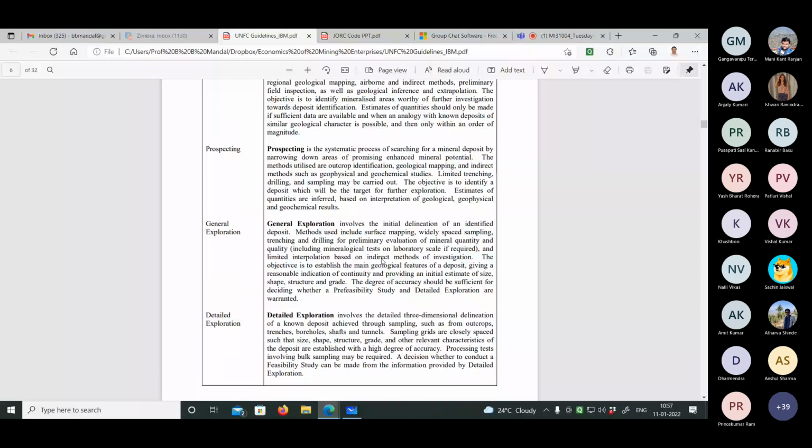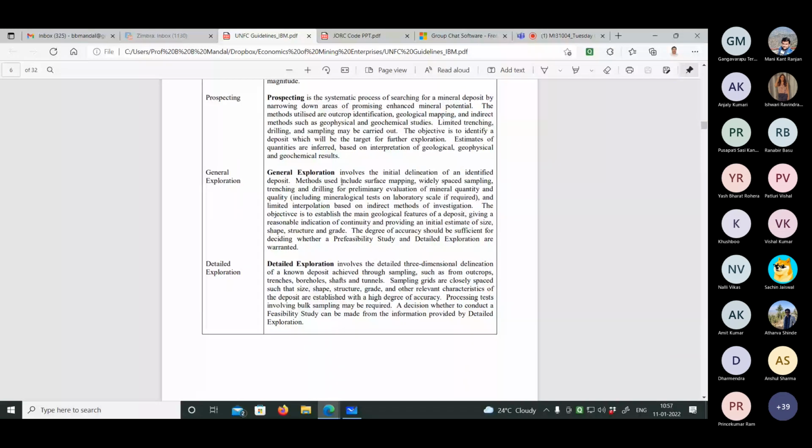Now in general exploration, what we do is go for surface mapping and widely spaced sampling. That means now the boreholes will be there, which is being taught by Professor Patel. How will the boreholes be spaced, at 100 meter, 200 meter, or 500 meter grids? That degree of accuracy should be sufficient for deciding whether a pre-feasibility study or detailed exploration is warranted. That means we go for further study or not. Boreholes will be there, but they are still widely spaced.